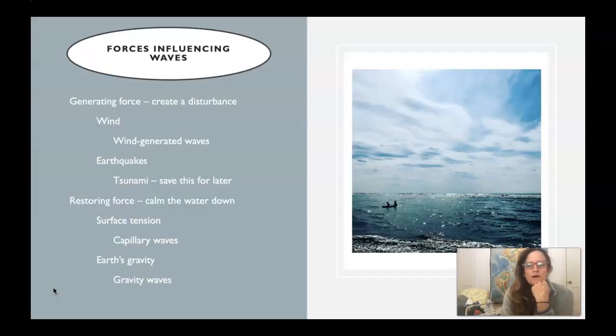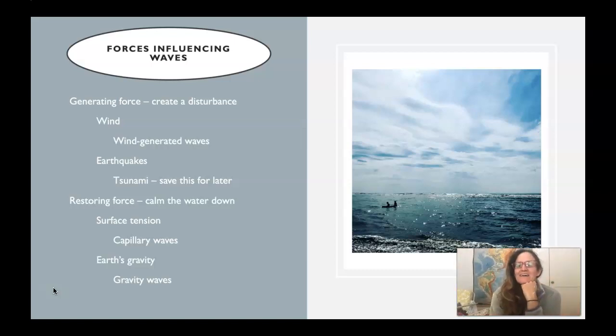All right, what are some influences on wave activity in our ocean basins? My laundry. The wind. The wind is what generates waves.